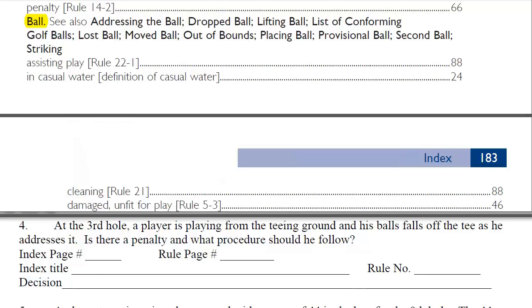Okay, we're going to take a shot at question number 4 now. At the 3rd hole, a player is playing from the teeing ground and his ball falls off the tee as he addresses it. Is there a penalty, and what procedure should he follow? So in this case, we have the ball on the teeing ground. Some of the key words might be teeing ground. You've got the ball falls off the tee. Teeing is involved, tee's involved.